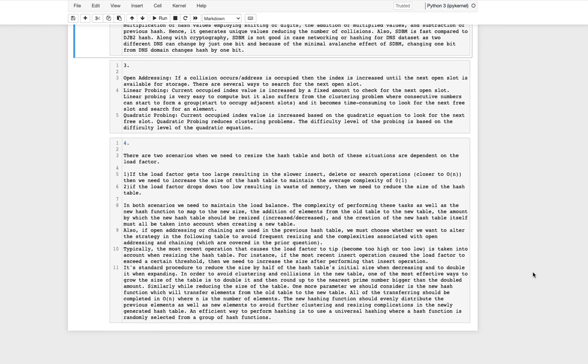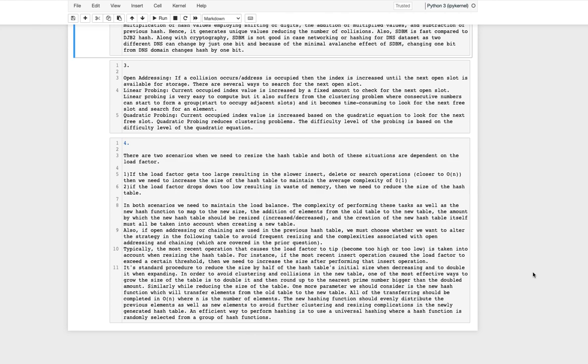The third question is, what strategies and issues should you consider when you are resizing a hash table? What are likely complications and how would you address them? There are two scenarios when you need to resize a hash table, and both depend on the load factor. First, if the load factor gets too large, resulting in slower insert, delete, or search operations close to O(n), then we need to increase the size of the table to maintain average complexity.